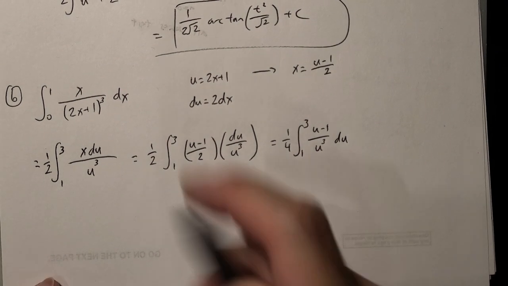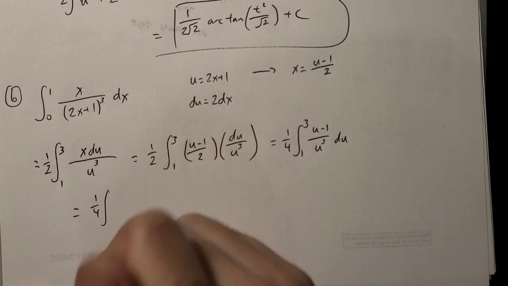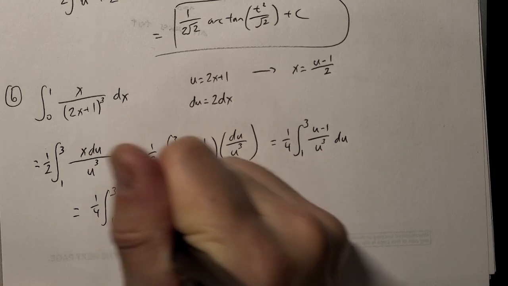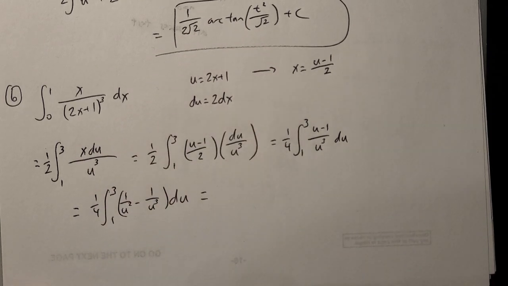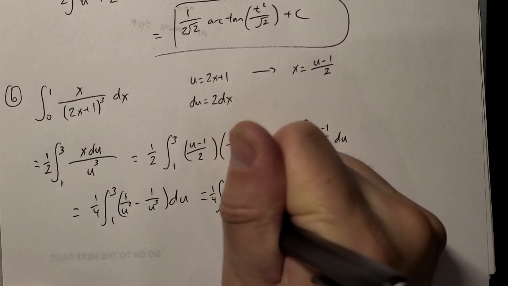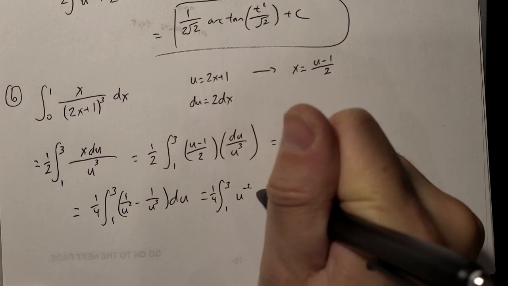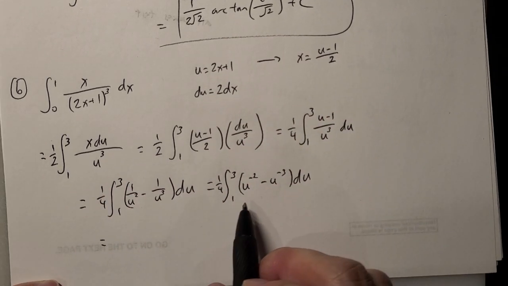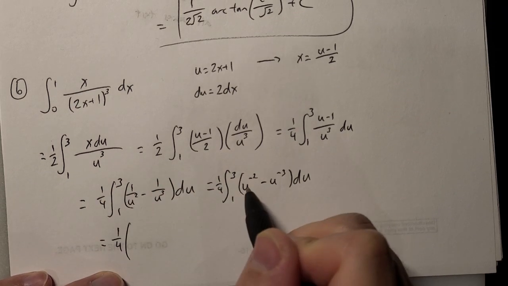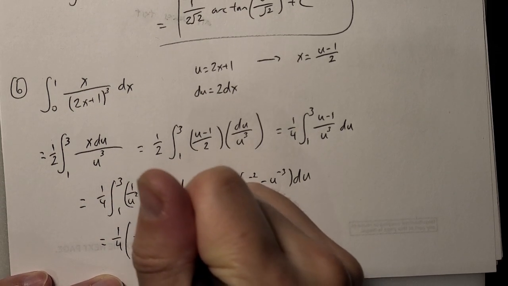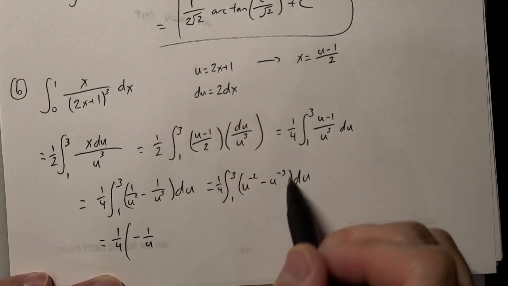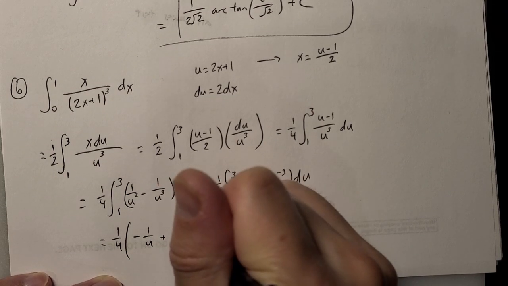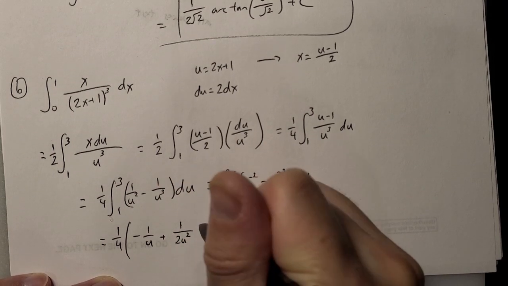Okay, this is easy. These are just powers now, so that's why I think this way is faster. We get 1 over u squared minus 1 over u cubed du. Or if you want, you can write it with negative exponents if that helps you out. So u to the minus 2 minus u to the minus 3 du. Now let's integrate. We get 1/4. It'll be u to the negative 1 over negative 1, so negative 1 over u. Here would be u to the negative 2 divided by negative 2, so it becomes plus 1 over 2u squared.